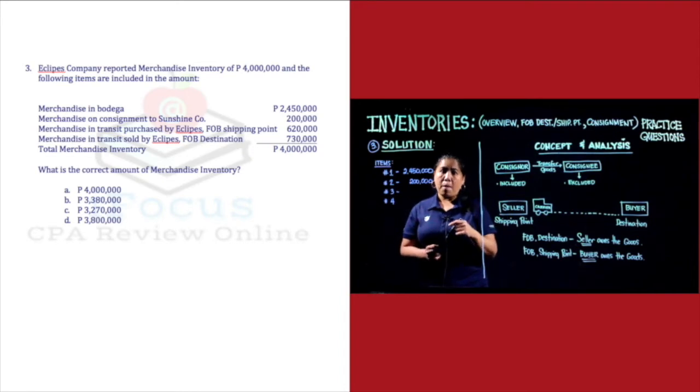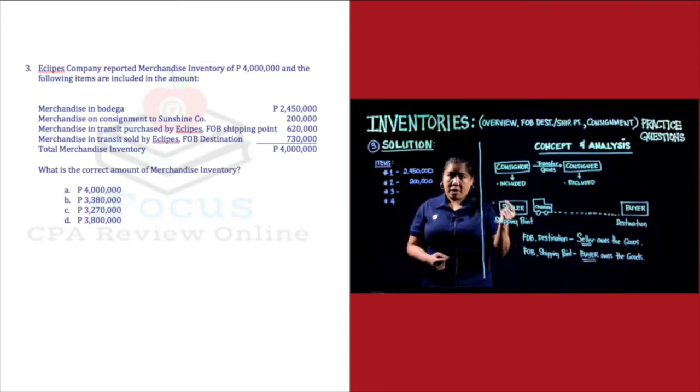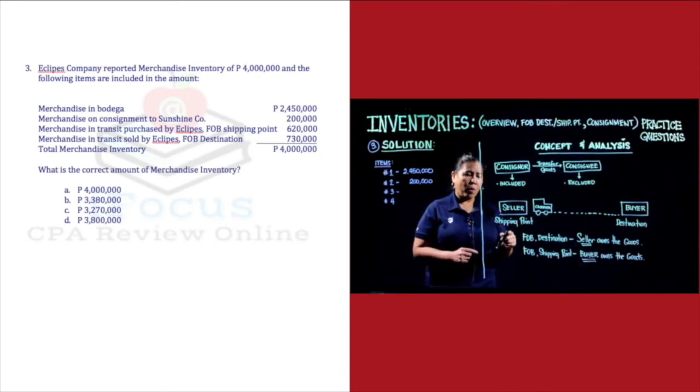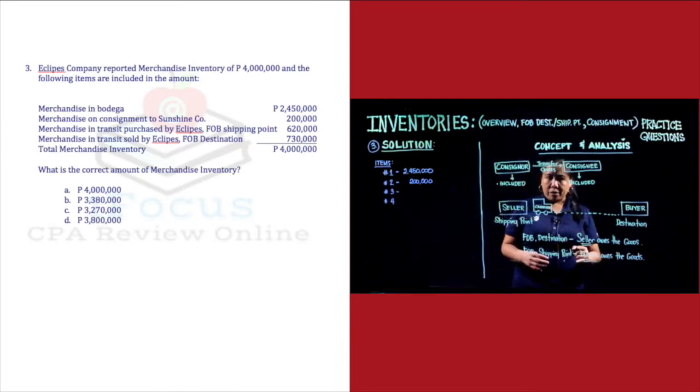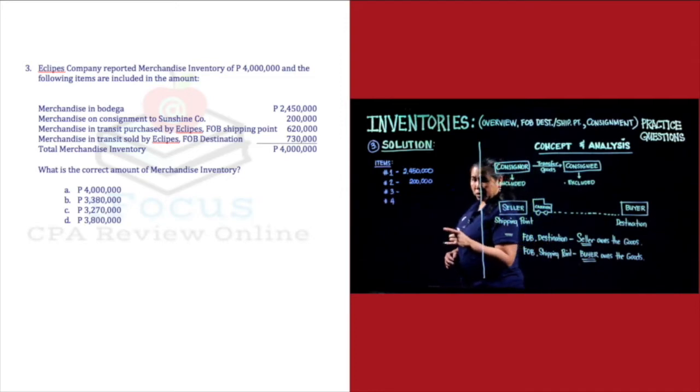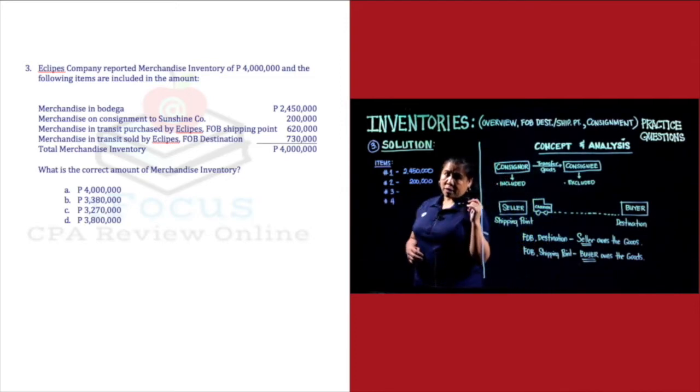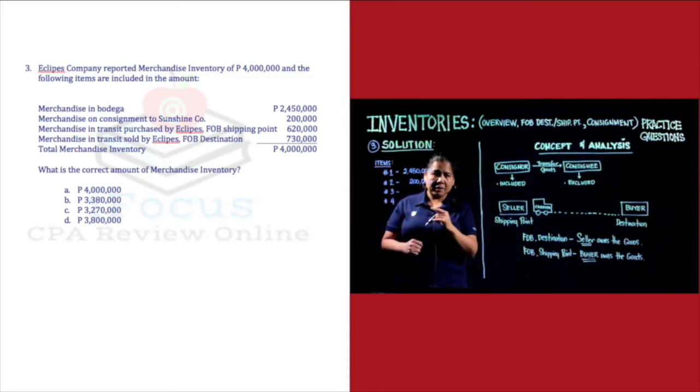So, si Eclipse, buyer siya. Kasi purchase ito. FOB shipping point. So, kapag FOB shipping point, pag-aari ng buyer, therefore, pag-aari ni Eclipse, itong 620,000. Dahil pag-aari niya, isasama natin yan sa ating merchandise inventory.